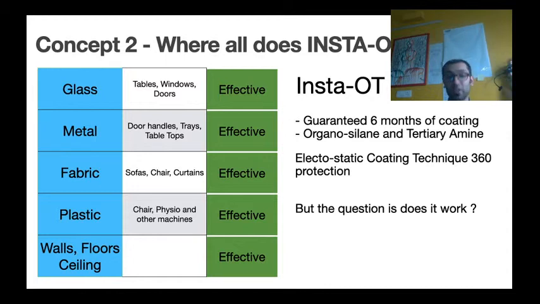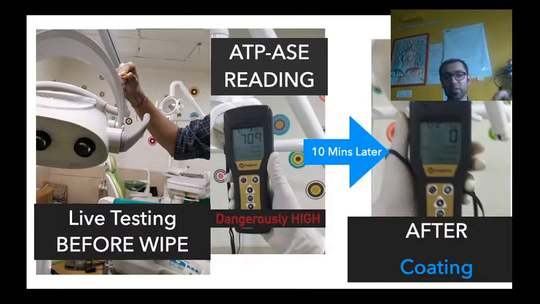So what we did is, this is a dental clinic where, after a chlorhexidine rub was used with a gauze on the right handle of this chair, we did a test with an ATPase meter. Now what an ATPase meter does is that, using a swab, it picks up the ATP present on any surface, which basically indicates how infected that surface was.